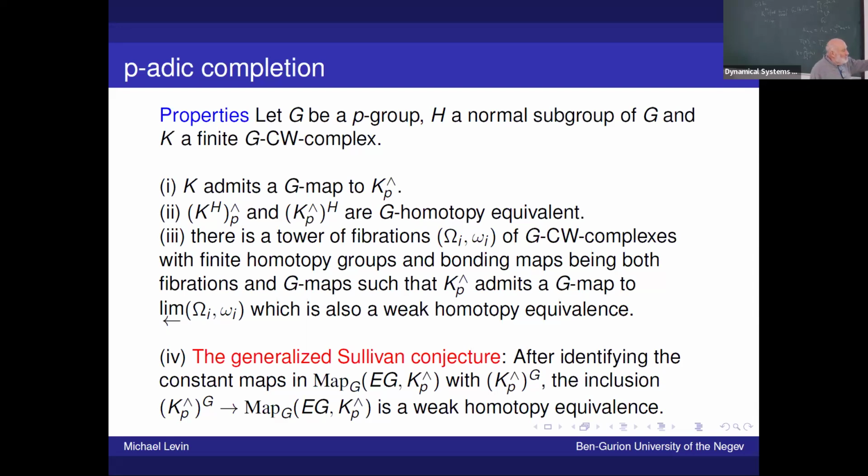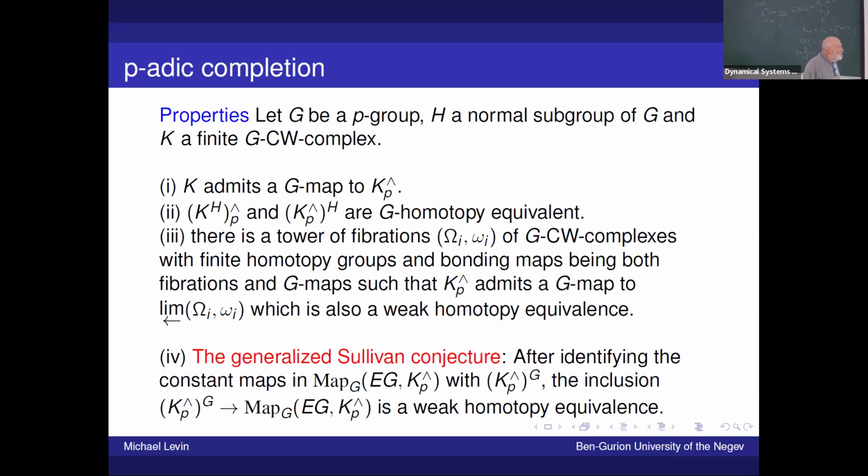The constant map is essentially a singleton, so that singleton must be the fixed point of the action of G on the target. And then the inclusion of this subspace of the mapping space into the space of all the maps is a homotopy equivalence.